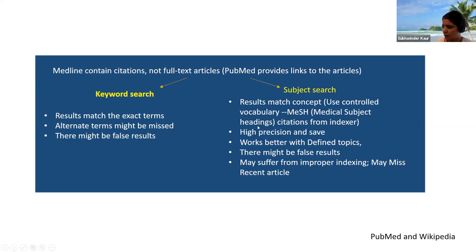In this way, we can categorize each and every article. When it is a subject search based on MeSH indexing, it is very precise, and it saves us a lot of time because we don't have to make different kinds of searches. But it works on the defined topic. The only issue is that if I want to see very recent articles, they don't come up there. So I'll go through PubMed and show you how we do it.